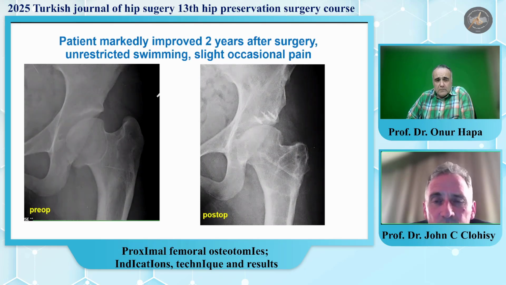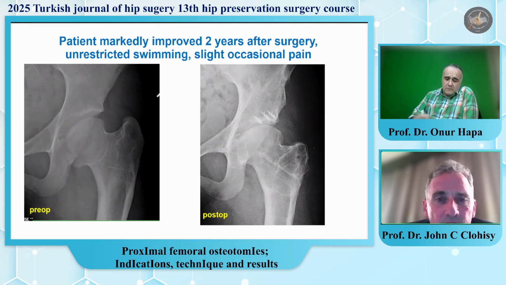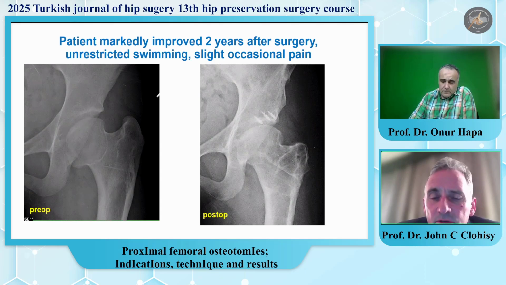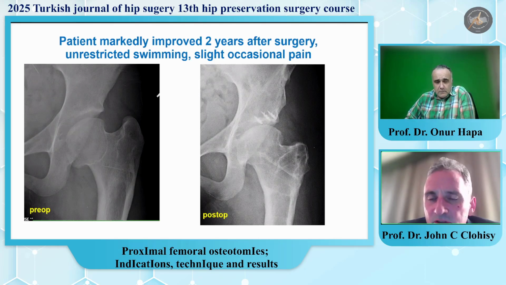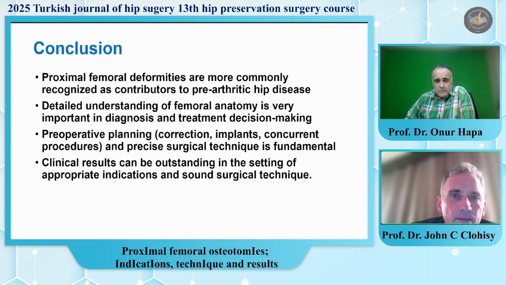So this combination of procedures, and we've published on this combination, is a big surgery, but it's certainly effective for the young patient, usually less than 25, with a well-preserved joint and a Perthes-like deformity of the hip. Okay, so those are just case examples of when we would use femoral osteotomy.